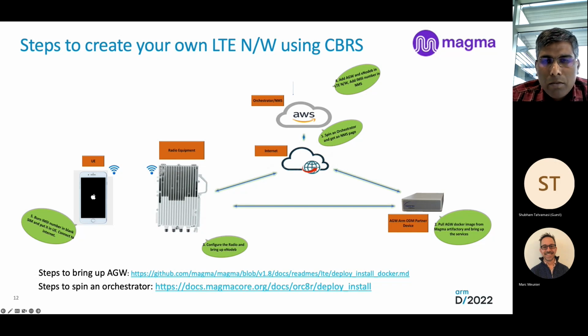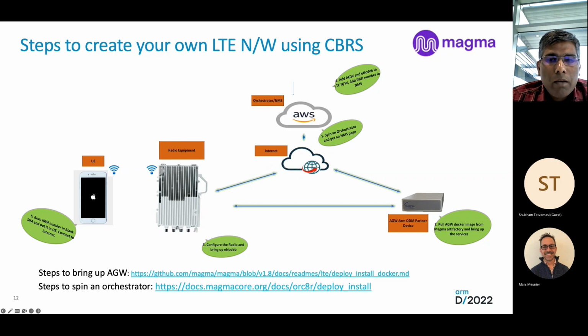The next step is to pull the AGW Docker image from Magma Artifactory. As part of the 1.8 release, which happened a couple of weeks ago, we have created the AGW Docker image for ARM architecture and stored it in the Magma Artifactory. You can pull that Docker image on any ARM devices that were just shared by Mark. You can choose any ARM ODM partner systems from Hawkeye, Sercom, or Nexcom of your choice and pull this AGW Docker image and run all those services in it.